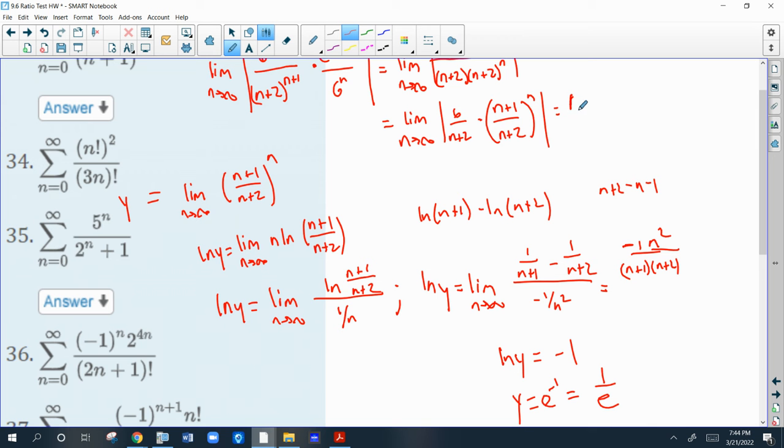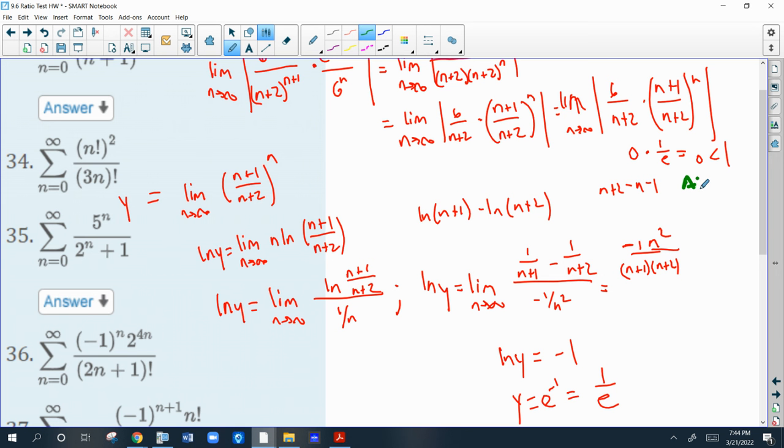And guess what we just did? We found out that that limit was 1 over e. So when we plug in the limits, we get 0 times 1 over e, which is 0, which is less than 1, which means we have, drum roll, absolute convergence.